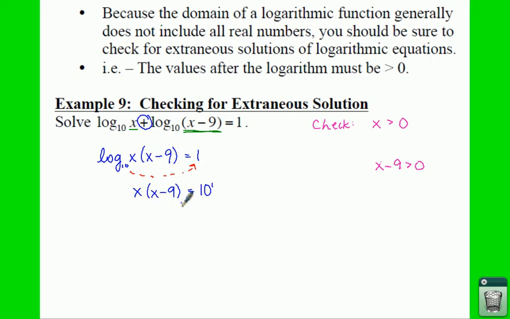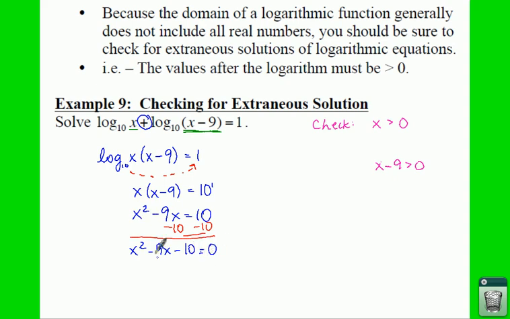So you can't set x equal to 10, x minus 9 equal to 10. That's not correct. You need to distribute on the left and get x squared minus 9x equals 10. And now we have to set this equation equal to 0. So let's subtract 10 from both sides. And we get x squared minus 9x minus 10 equals 0.